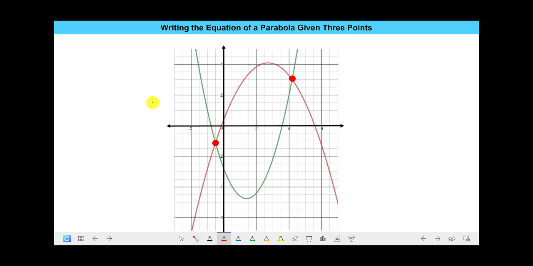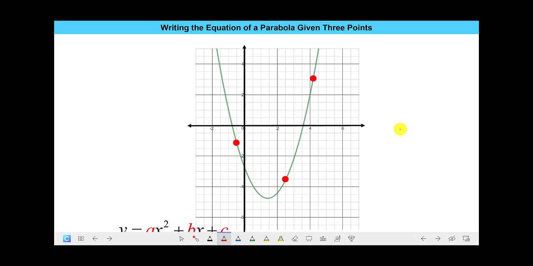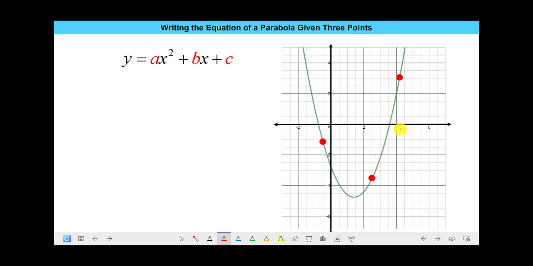So I absolutely positively need a third point. As soon as I get that third point, now I've locked it in. It can't be this. It can't be something that would have gone like this. It can only be that one unique parabola. So that's what we have to have. We do have to have at least 3 points if we don't have a vertex.